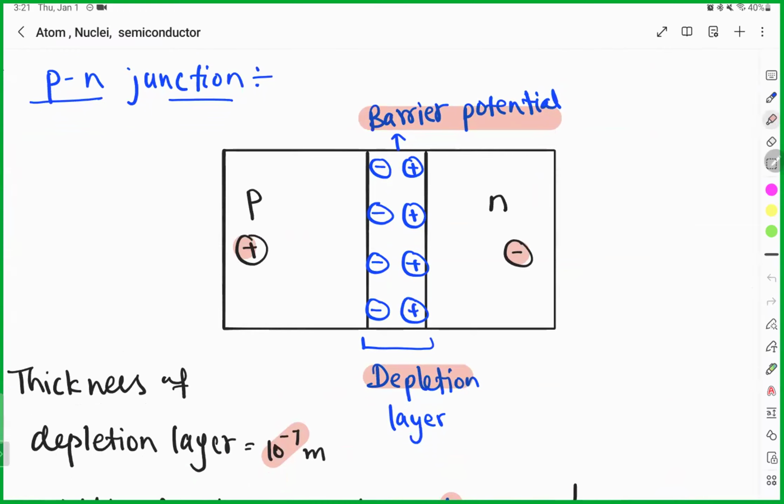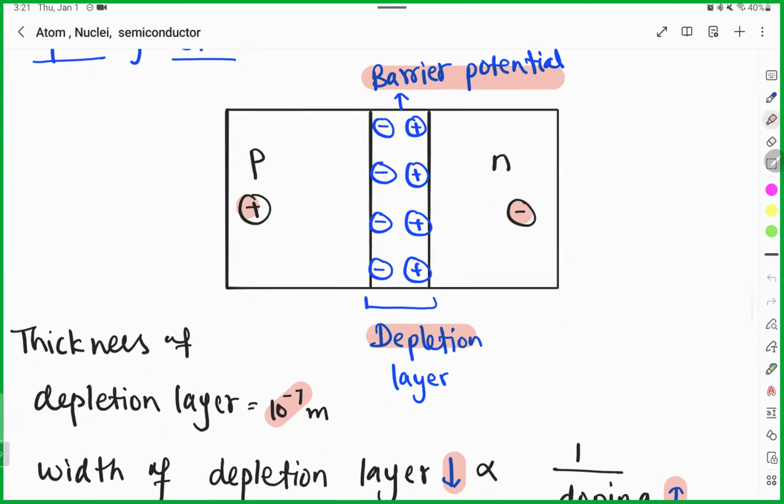This thickness is very, very small, like 0.1 micrometer. The thickness of this depletion layer is very low. But this thickness is different in forward and reverse bias. This depletion layer is different in the case of forward bias and in the case of reverse bias. Why?